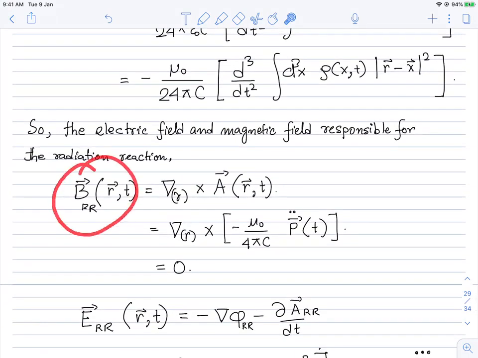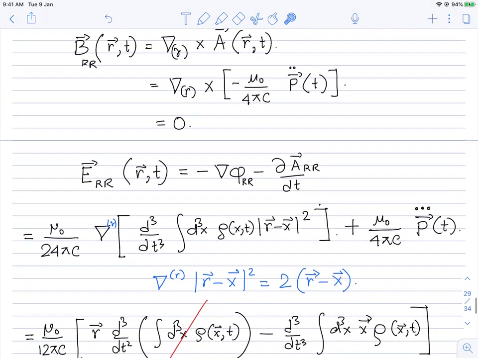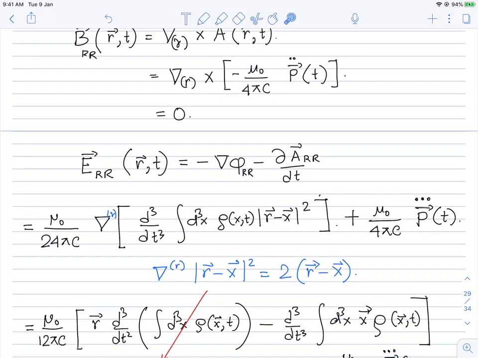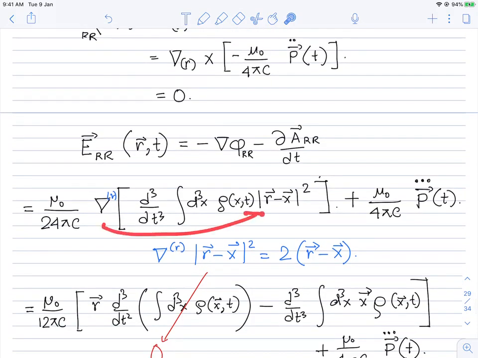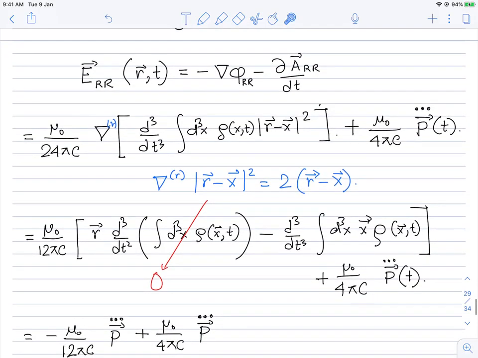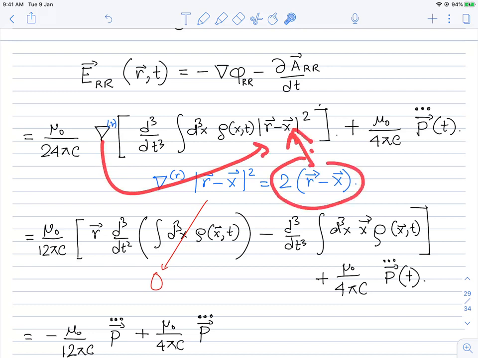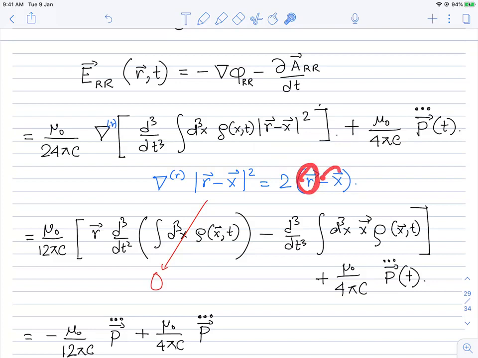Now if you try to find the magnetic field, which is the curl of A, as you can see, there is no R dependence here. Therefore, if you take the curl, it should vanish. So there is no leading order magnetic field here, for this curl of A. But what about the electric field? If I try to find the gradient of phi, then the gradient goes in and hits the R squared here, and the gradient of this is just twice the R minus X vector. So basically, if I take the gradient, there will be two terms, one proportional to R and the other proportional to X.